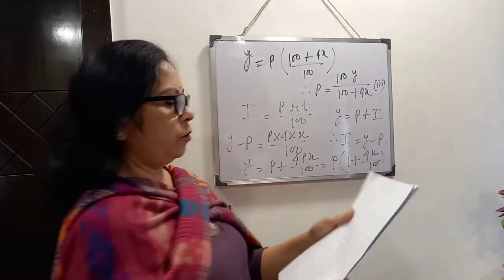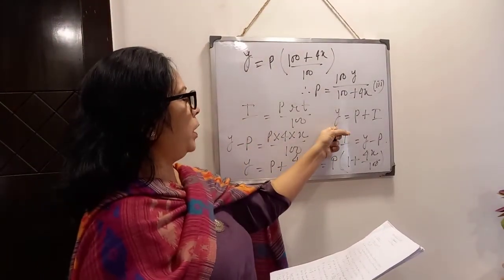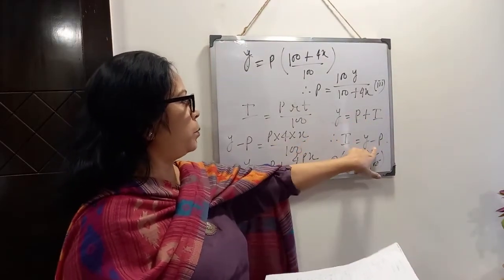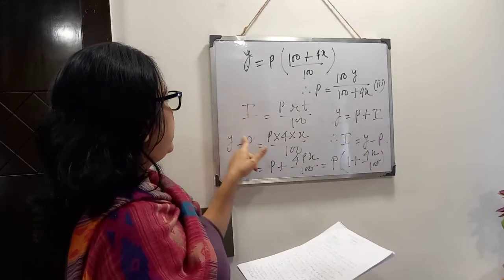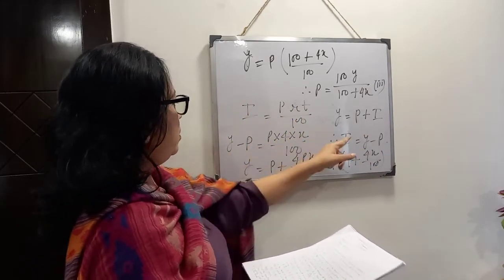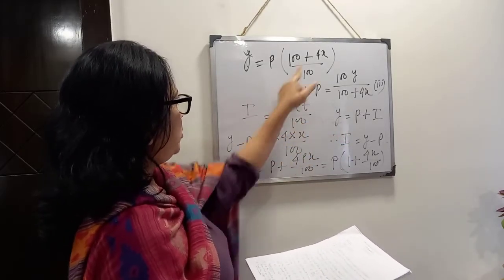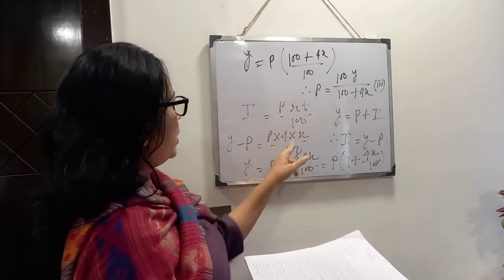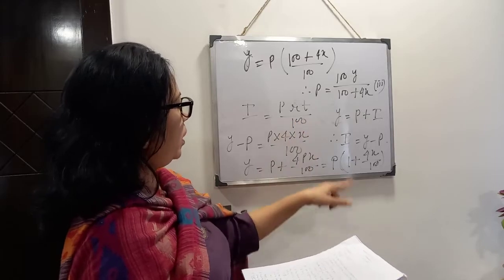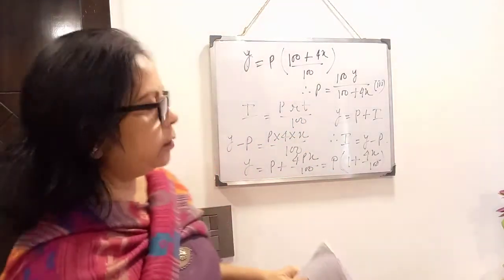Clear? So here what we have done? We have considered let the principal be P, amount given Y, and from here we calculated interest. Interest is amount minus principal. Then in this formula I equals to PRT by 100, we have put this interest as Y minus P, and as usual by putting the values of R and T, and then P we had taken on the left hand side. We had taken P common, then P equals to this. Then next one.